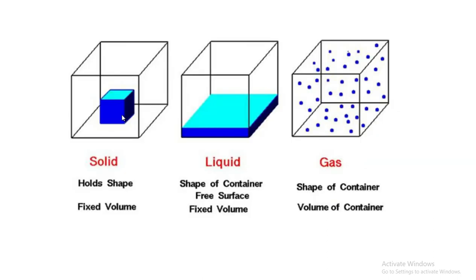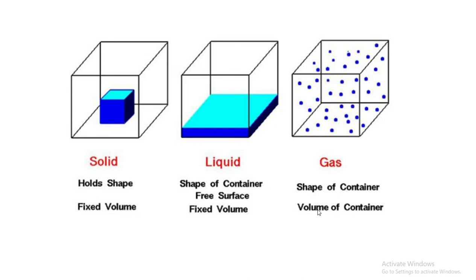In case of solid, the solid takes a fixed volume. Okay, solid has a fixed volume. The liquid also has a fixed volume, but the difference is, the liquid takes the shape of the container. Okay, whatever is the shape of the container, whether it is a rectangle or square or some other circular shape, the liquid will take the shape of the container. Whereas in case of solid, the solid will have its own shape.